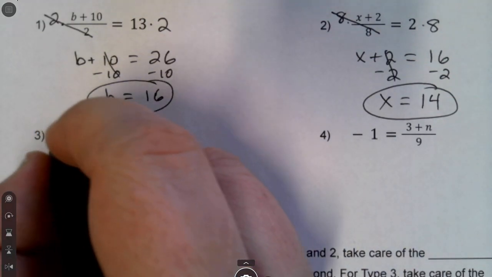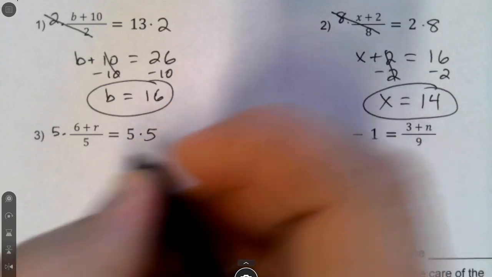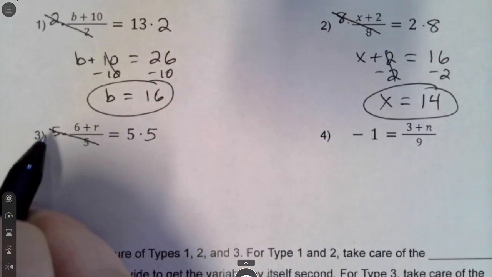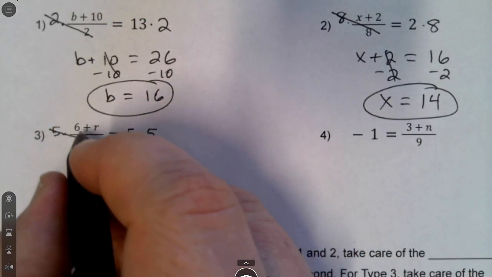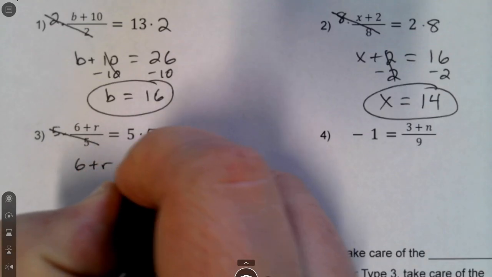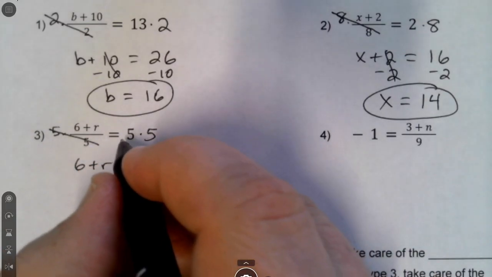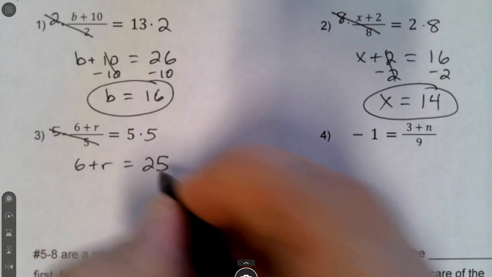So we'll do the opposite and we'll multiply both sides by 5. So the 5's cancel because 5 divided by 5 is 1. 6 plus r is what's left on this side. 5 times 5 is 25.